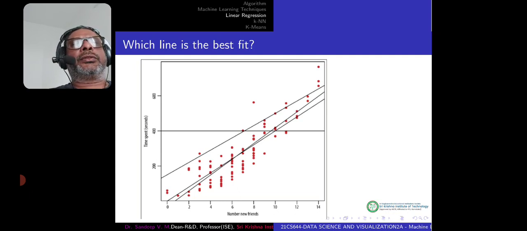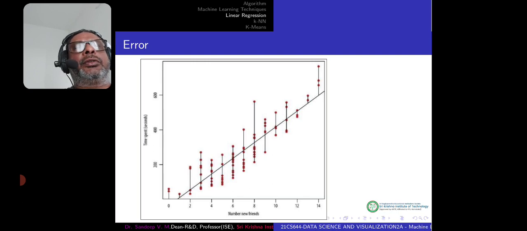If we try to understand the relation between the x-axis, that is the number of new friends, and the y-axis, time spent together, then we can plot it through some linear relations. So we have drawn four linear relations. That means four lines are drawn together, and you can find out which could be well representing this data.